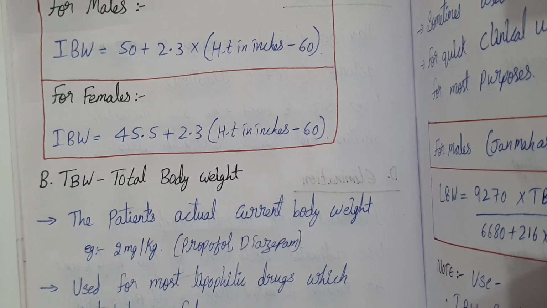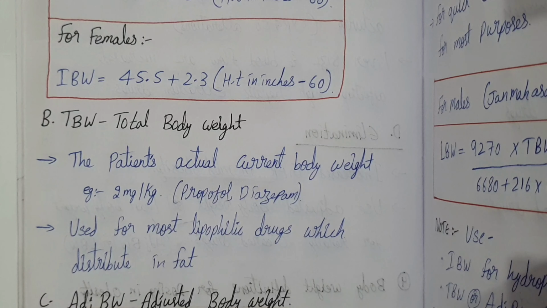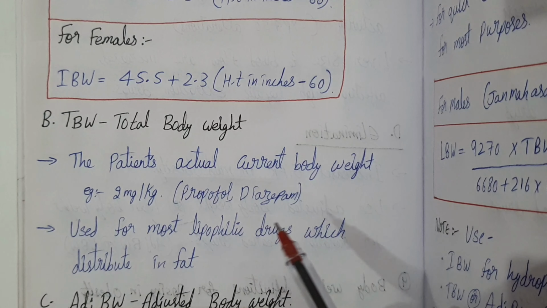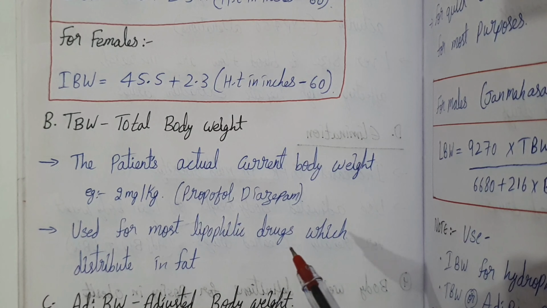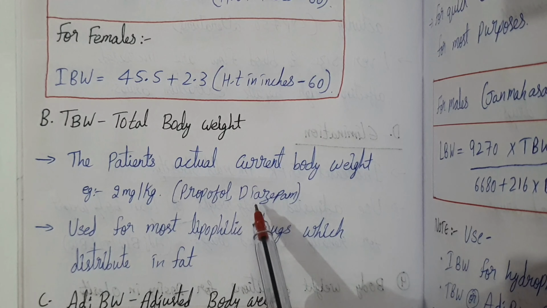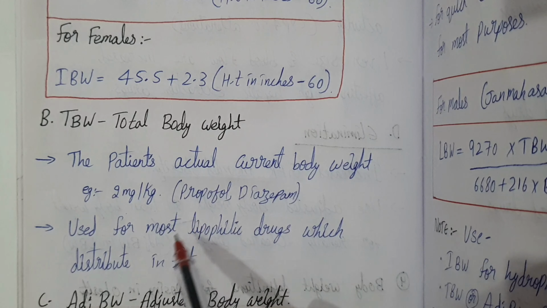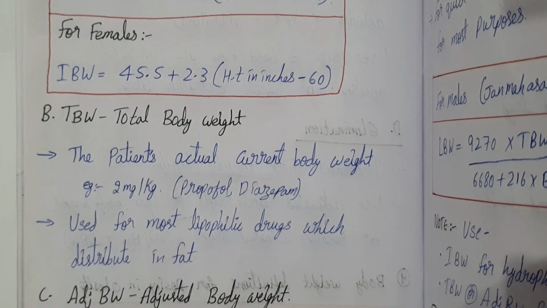Now let's talk about TBW, total body weight. Here the patient's actual current weight is used. For example, if you are prescribing diazepam, 2 mg per kg, like that you will prescribe. It is mostly used for lipophilic drugs which distribute in fat.